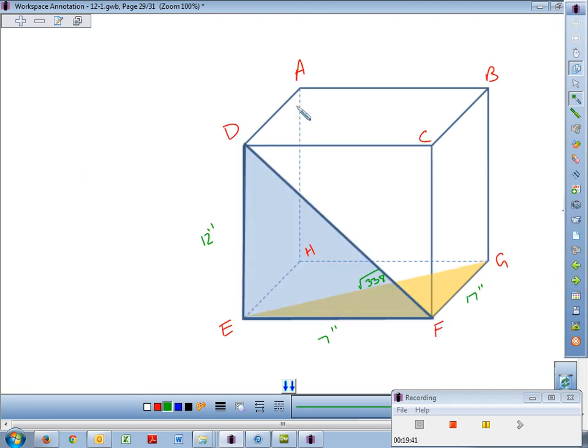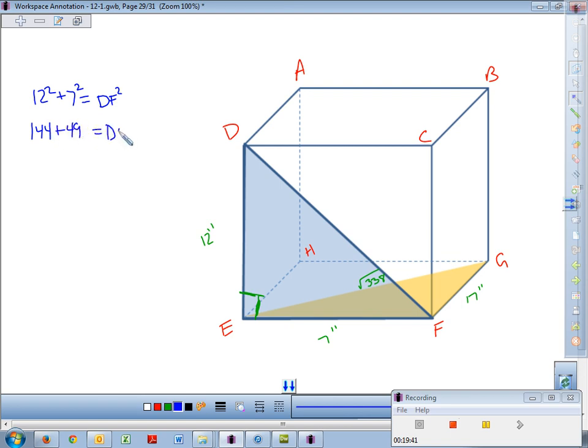Then the next thing they want us to find is the distance from D to F. So here's the right triangle that is formed here in blue, because this is a right angle right there. So we'll do 12 squared plus 7 squared equals the distance from D to F squared. 144 plus 49 equals the distance from D to F squared. Add those together: 193. The square root of 193 is what the distance from D to F would be. Put that in the picture.